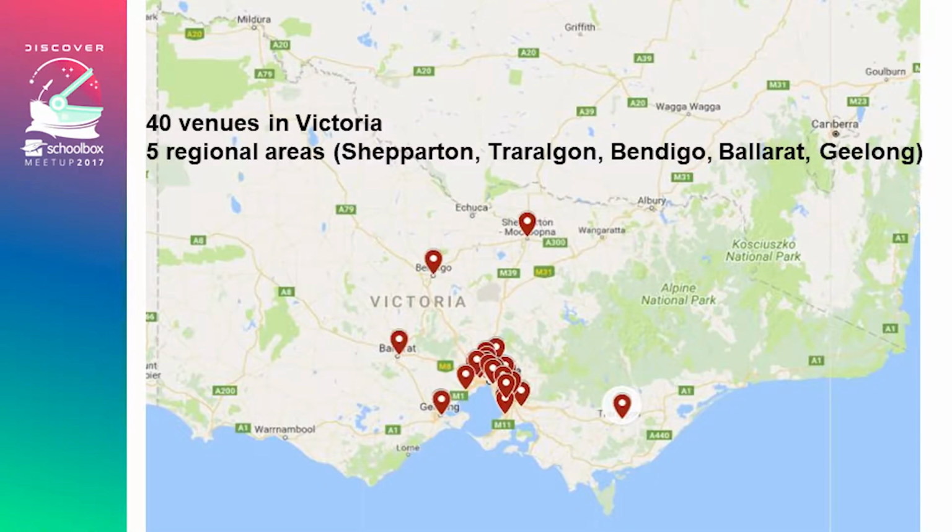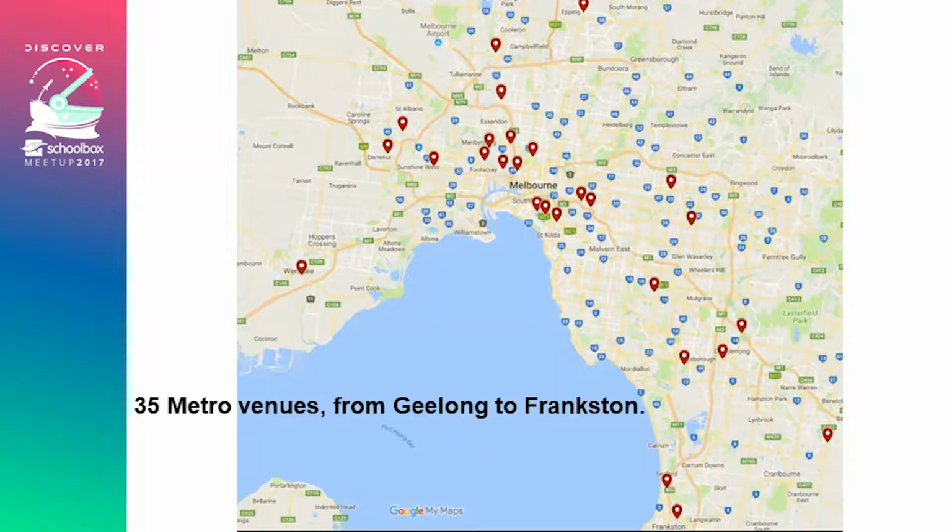As I mentioned, we're scattered all over Victoria. So we've got 40 venues. This map shows the 5 regional venues that we've got in Shepparton, Terrell, Bendigo, Ballarat, Geelong. So holding staff meetings and training can often be difficult as well. These are our metro venues. Again, they're not even remotely close to each other. We've got venues ranging from Geelong to Frankston. So all the way around the bay, we've got venues all over the place.